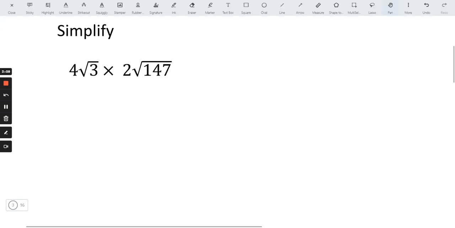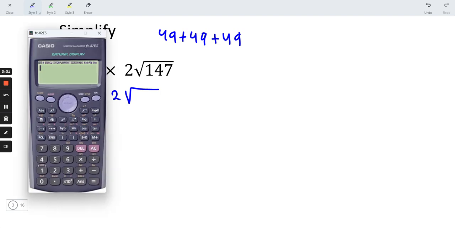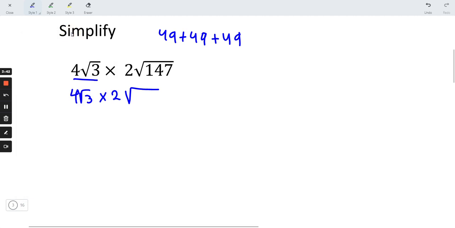So 4 times square root 3, we'll write as it is, and we know that 147 is 49 plus 49 plus 49. That means you are multiplying the square root of 49, a complete square number, by itself 3 times, and you will get 147. So the idea is always to find a square number, multiplying by itself how many times?